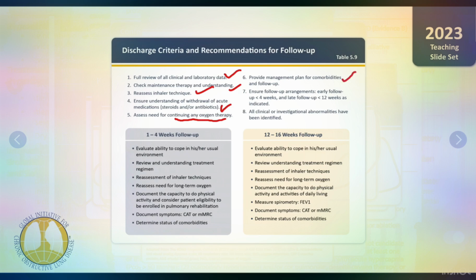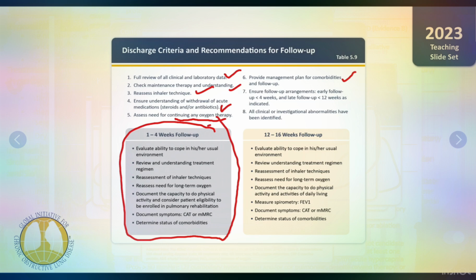Ensure follow-up arrangement. Early follow-up, like less than 4 weeks, and late follow-up, between 12 to 16 weeks, are different. All clinical investigation abnormalities have been identified. Then they are telling about the 1 to 4 week follow-up.